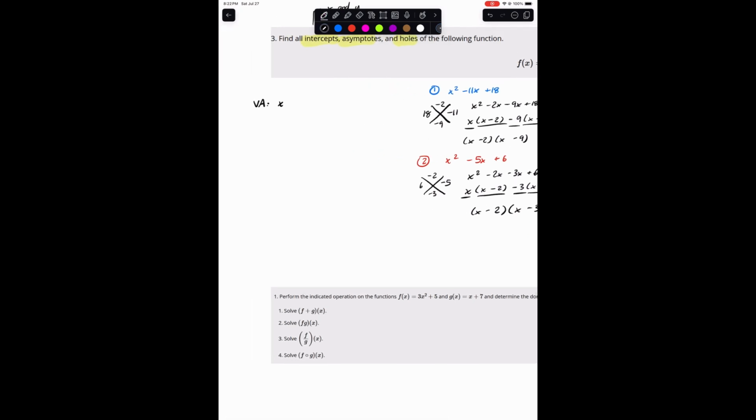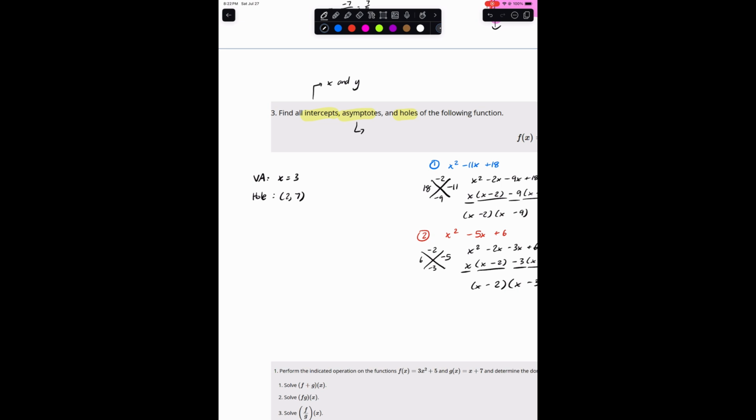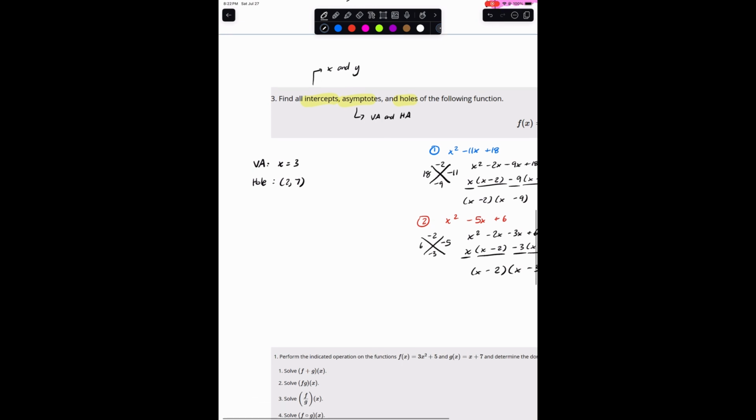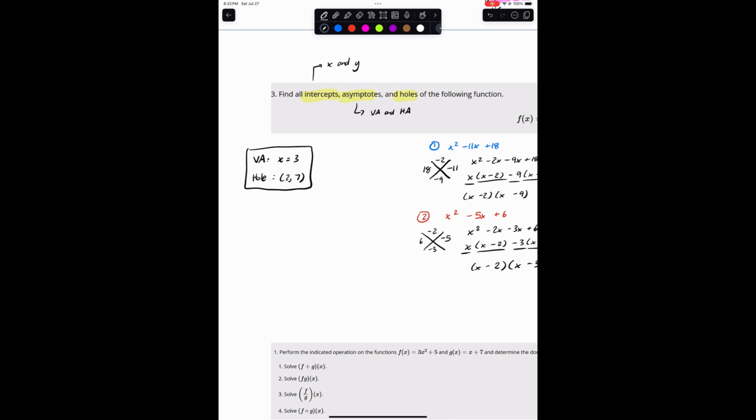So our VA is x equals 3. Our hole is at 2 comma 7. All right. Oh, and for asymptotes, I need VA and HA. So this is the first part of our answer.